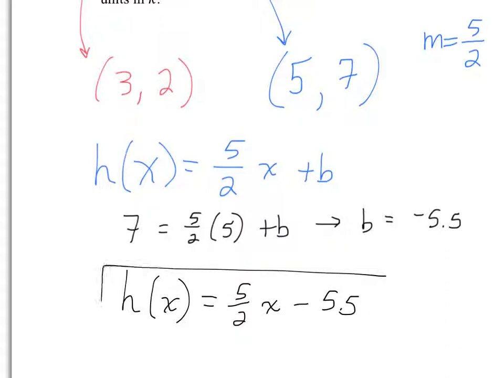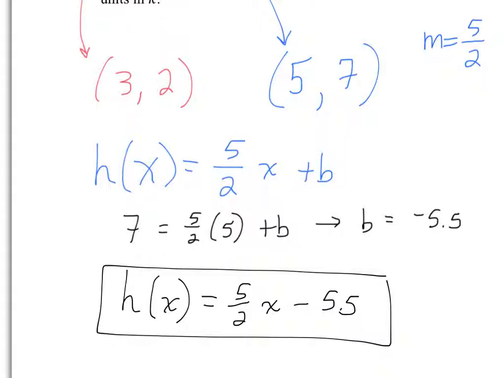All right, and that's my answer for part A. So remember, when you're looking for the functional representation, it's the same thing as finding a slope-intercept form. This is identical to slope-intercept form. That's all you're really doing, but now you're thinking of h of x as y. It's the exact same thing, but a different way to write it.